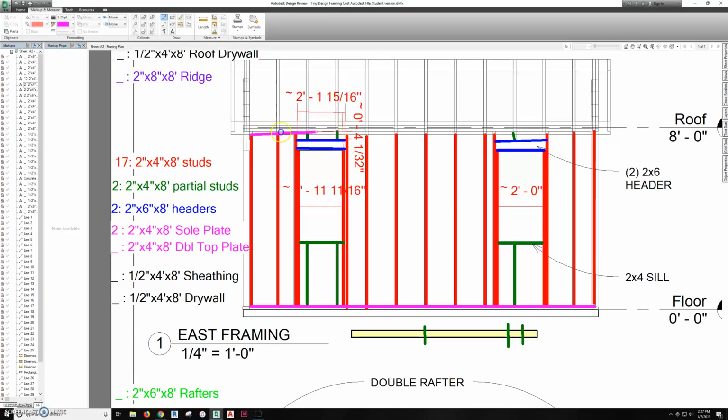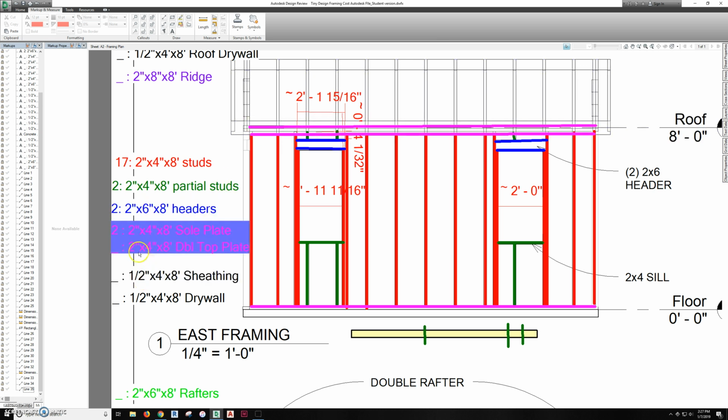And then my double top plate, I'm going to make another pink line. It has the key word in there, double. So there should be 2 lines going across to show that. So I need 1 8-footer here, another 8-footer, and then stacked on top, I have another one stacked on top. So another 8-footer and 1 more for a total of 4.